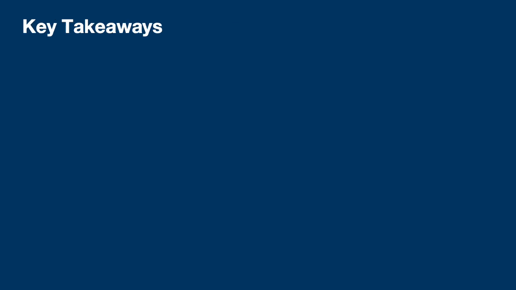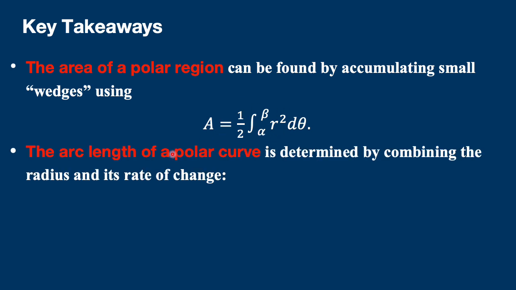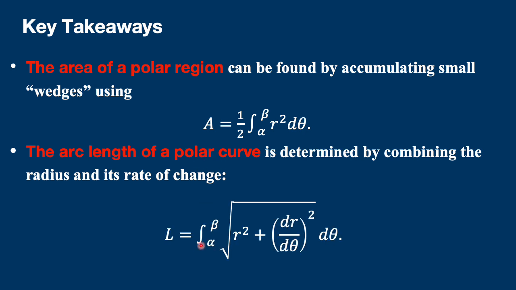What did you learn from this session? First, we learned to find the area of a polar region using this formula: area is one half the integral over the interval of angle of r² dθ. That's the area of a polar curve. Second, we studied the arc length of a polar curve. That's from alpha to beta, the interval of angle, of the square root of r² + (dr/dθ)² dθ.